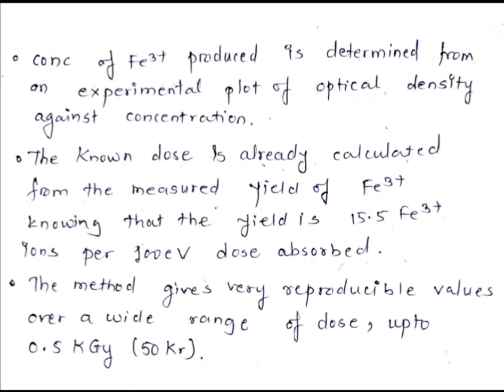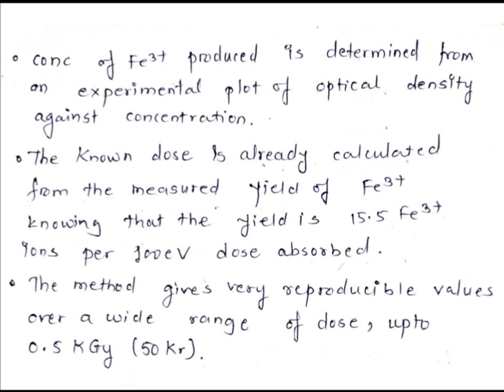So the concentration of Fe3+ produced is determined from an experimental plot of optical density against concentration. On the y-axis there is optical density, and on the x-axis there is concentration, and from that we have to determine the concentration of Fe3+ ion. And the known dose is already calculated from the measured yield of Fe3+, knowing that the yield is 15.5 Fe3+ ions per 100 electron volt dose absorbed.